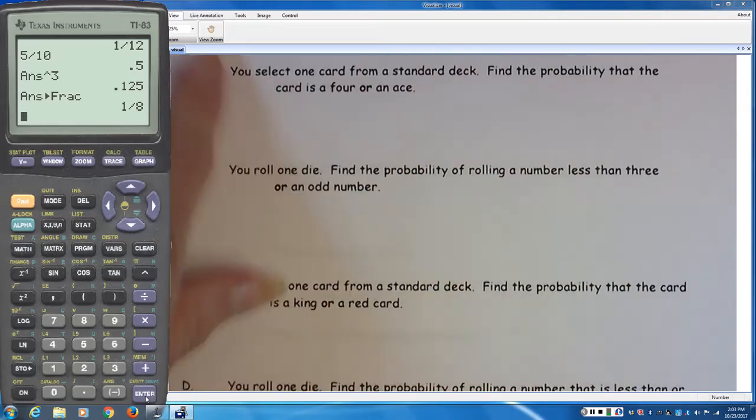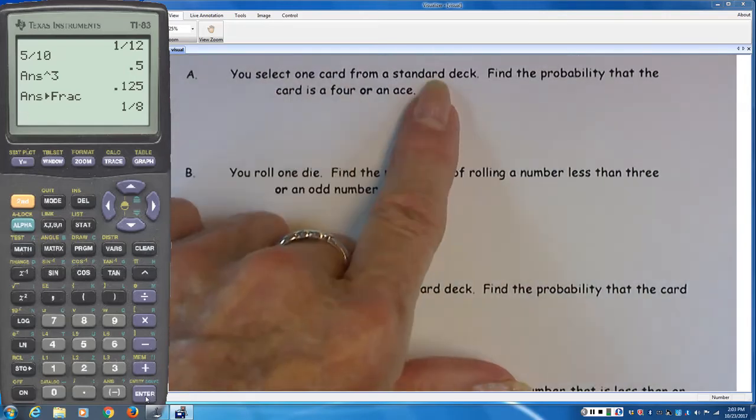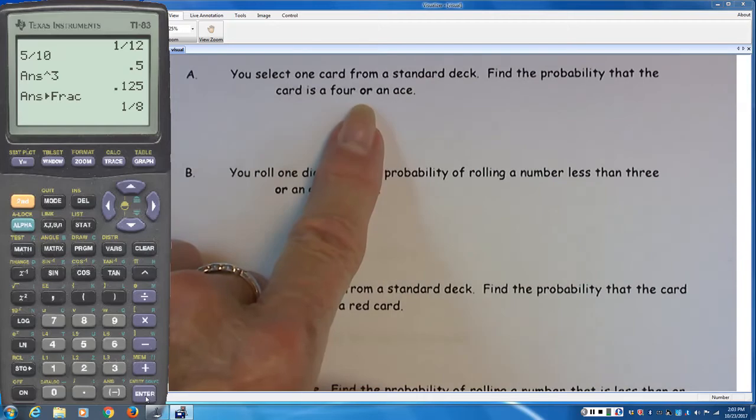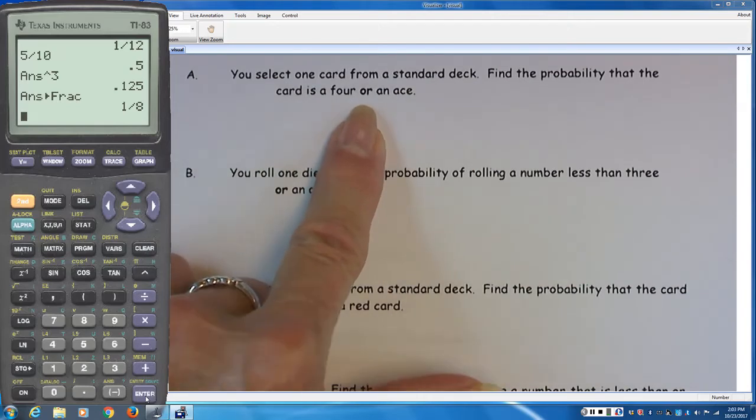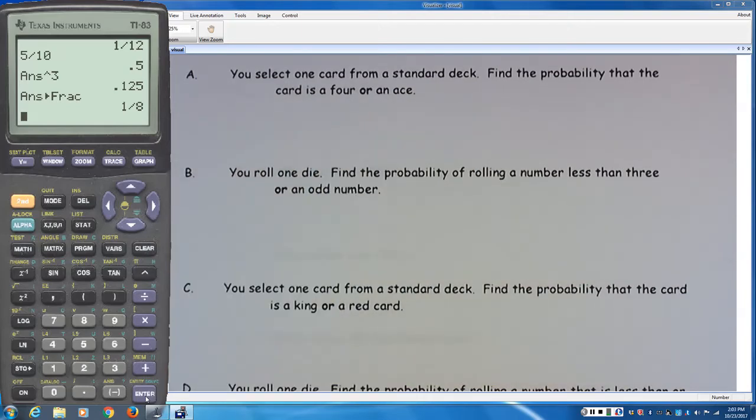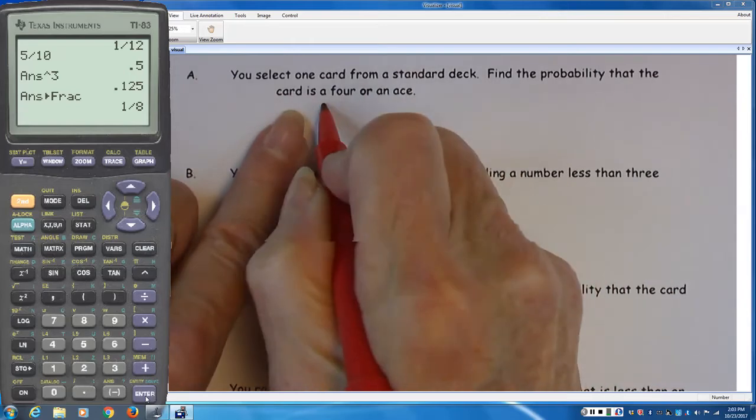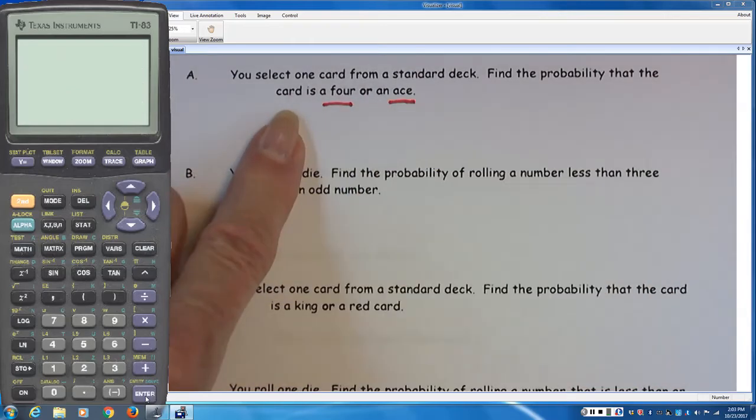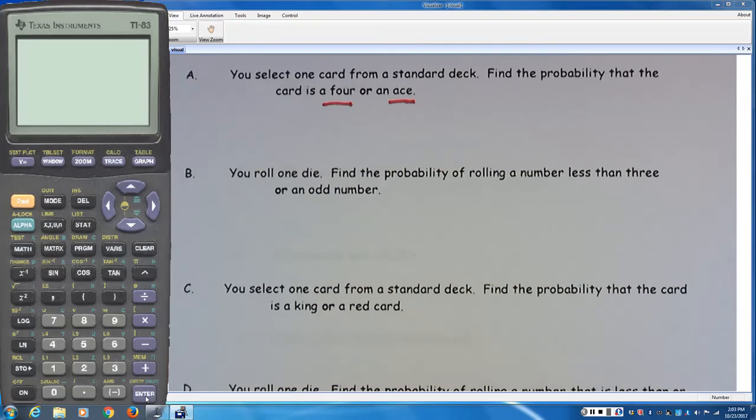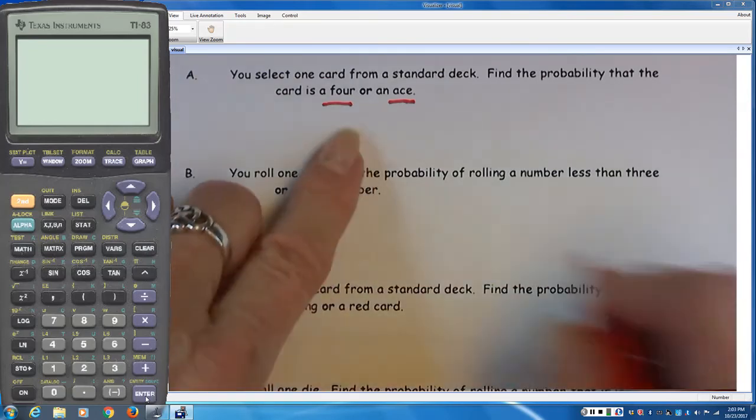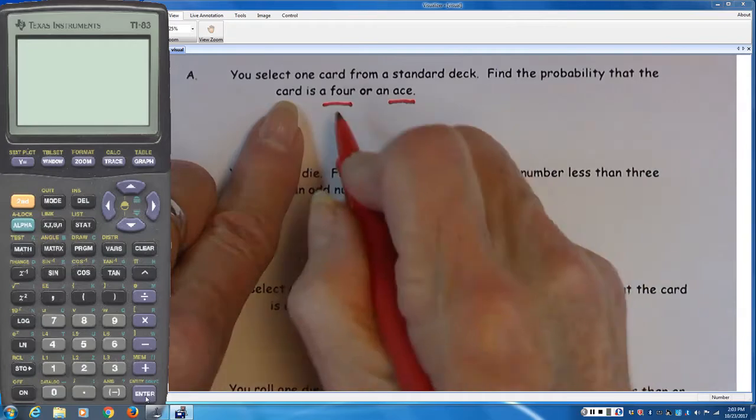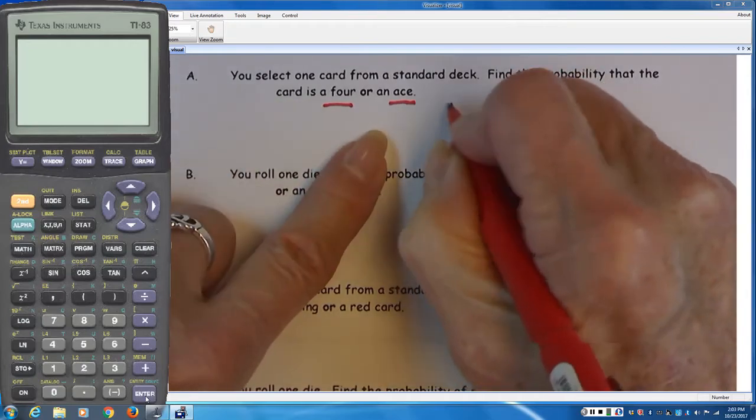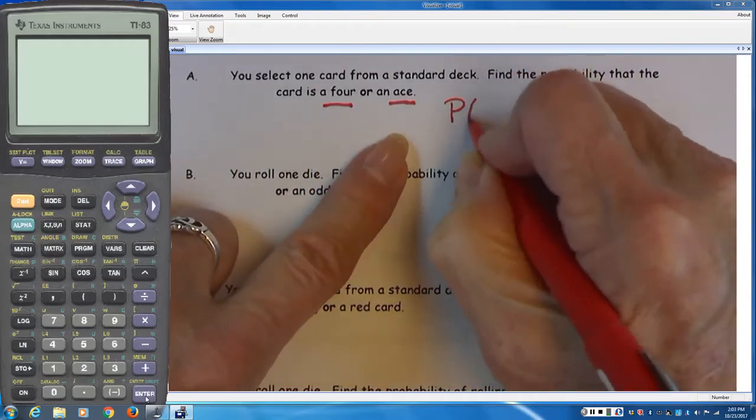But just going through this, you select a card from a standard deck. What's the probability the card is a 4 or an ace? First thing we're going to ask ourselves is being a 4 mutually exclusive of being an ace? Are those two things mutually exclusive? Yeah, you have to be one or the other. You can't be both.